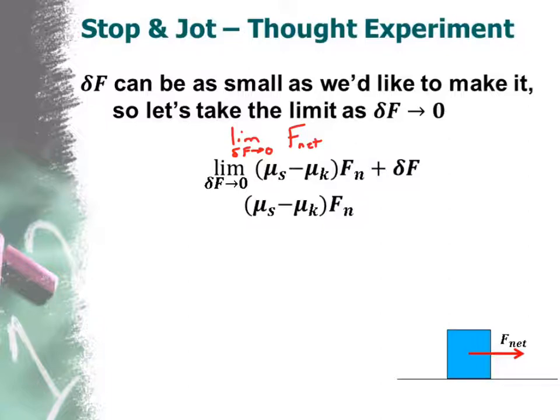So now we have two possibilities here. If mu sub s is greater than mu sub k, then we know that this net force right after we get the object moving is a positive number, right? Because the normal force is going to be positive. The net force is also going to be positive.